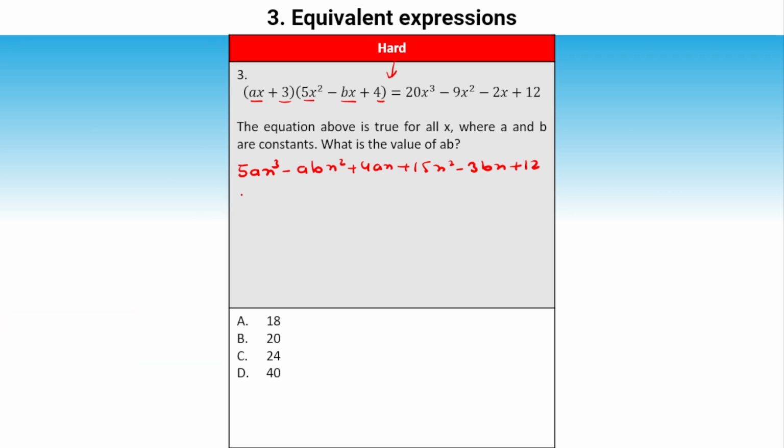Now let's take the common. So x cube is single, no problem. Now take x square common, so I'll take plus x square common, then I will write 15 first and then minus ab. And then we have other terms here. Take the x common, so x times (4a minus 3b plus 12). Now let's compare the coefficients from the left side.